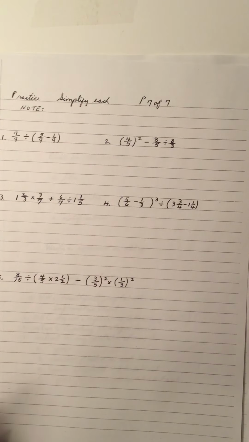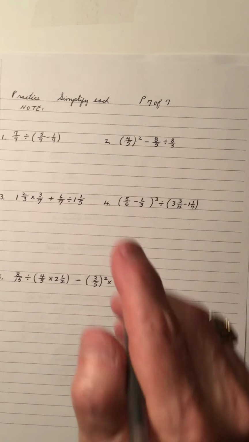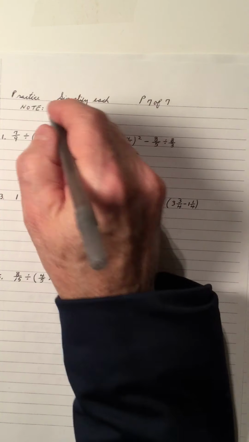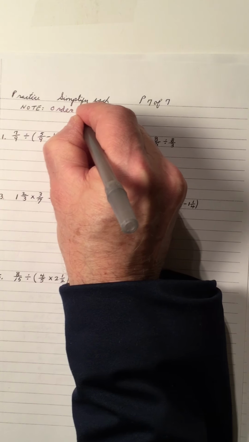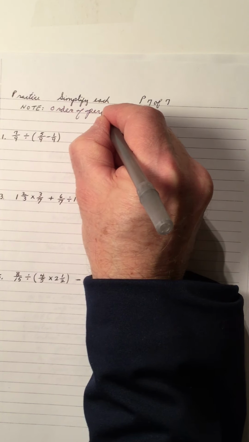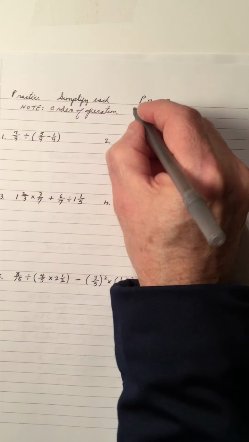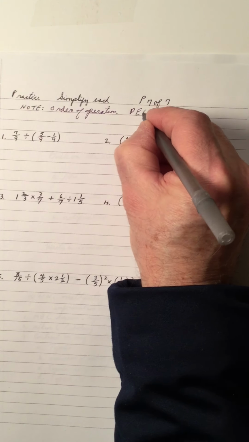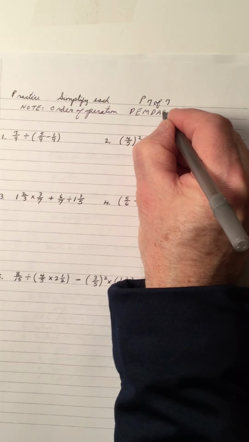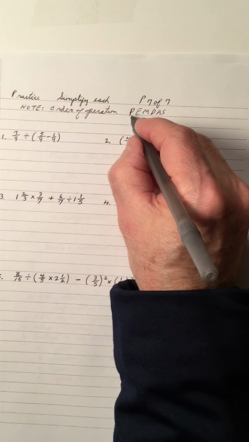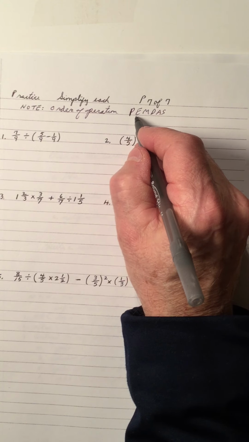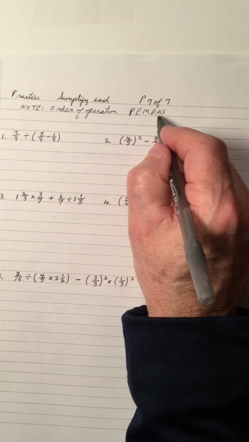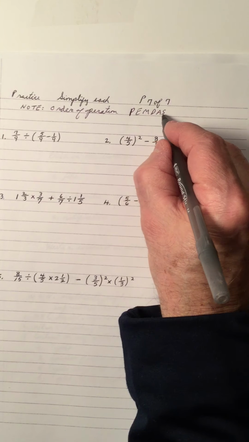And to finish it all off, let's simplify these, and guess what we have? We have to obey the order of operations. Note the order of operations in these. So that's P, E, M, D, A, S, or BEDMAS, whatever one you want. Again, this is parentheses or brackets, then exponents, then multiplication and division going left to right, whatever comes first, and addition, subtraction.